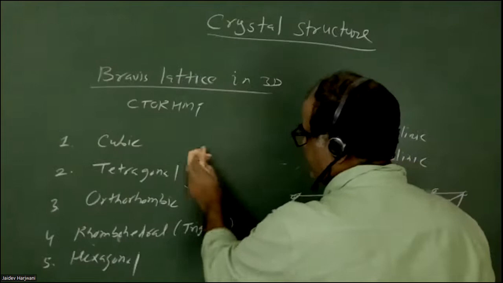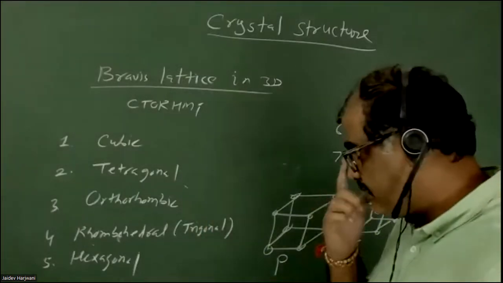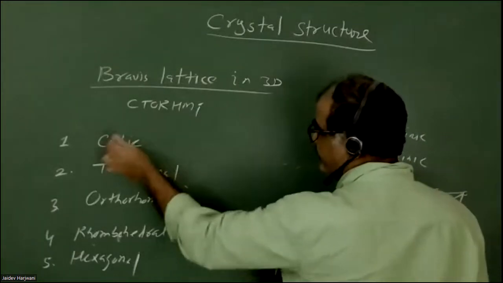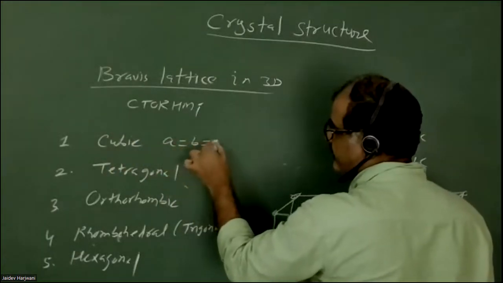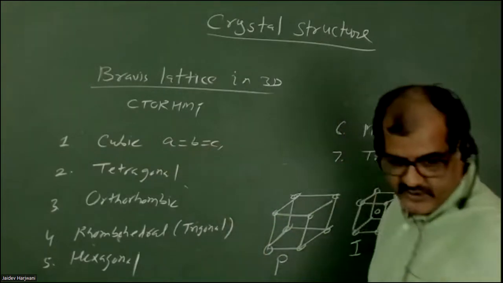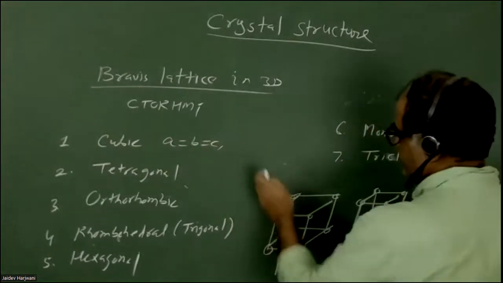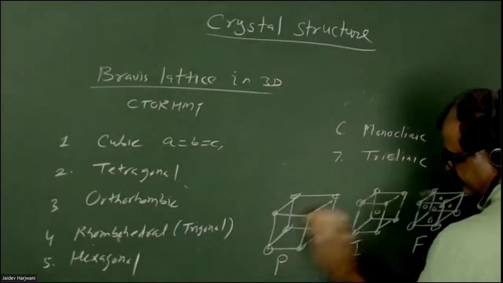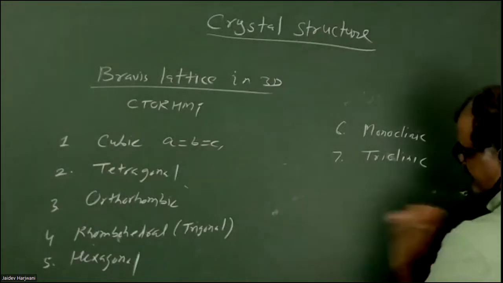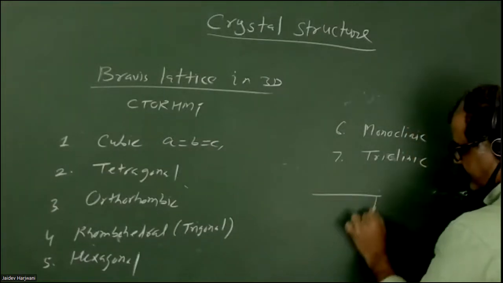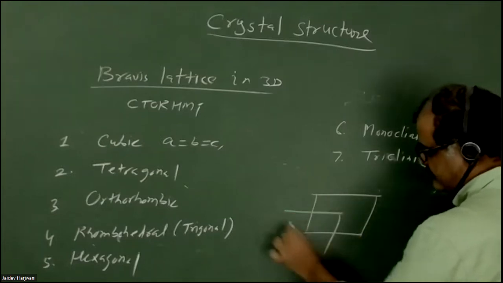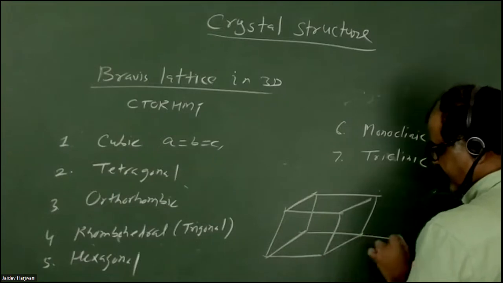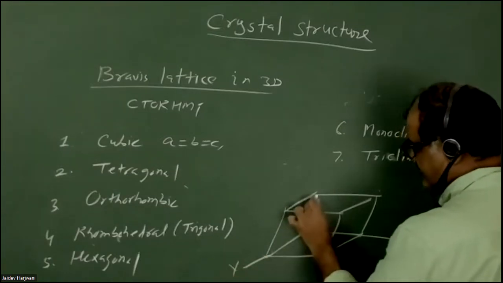सिमेट्रीज की वजह से। So let me discuss, first, cubic. In cubic you have A equal to B equal to C. So let me draw a unit cell. Suppose we have a crystal system. Say this is my X, say this is my Y, say this is my Z.